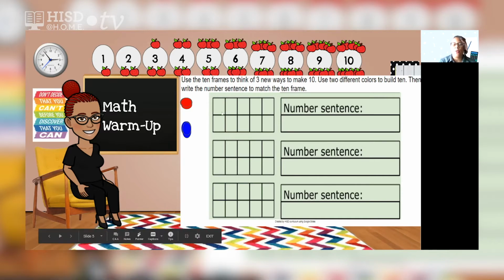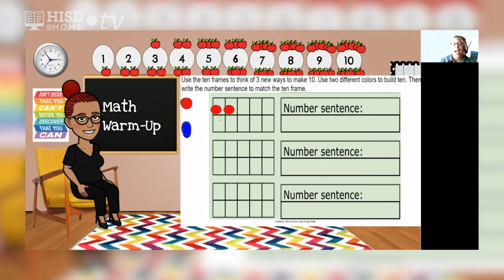I'm going to start with my red counters. If I put 3 counters in my 10 frame, how many blue counters do I need to fill the 10 frame? If I want to compose the number 10, remember compose means to put together, and decompose means to take apart. So if I want to compose the number 10, I'm going to put together 3 and what? You can count the empty boxes to help you. That's right, 3 and 7.